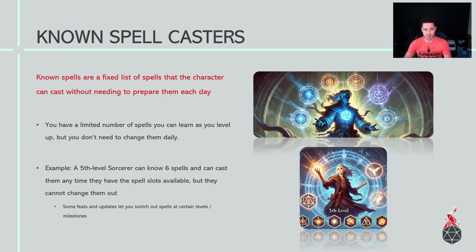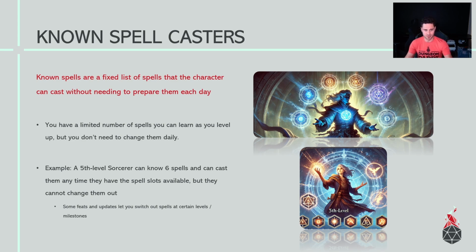Known spellcasters have a fixed list of spells that the character can cast without needing to prepare them each day. So you would have a limited number of spells that you can learn as you level up, but you don't need to change them out daily. An example of this is a 5th level sorcerer can know 6 spells and can cast them at any time they have the spell slots available, but they cannot change them out. Some feats and updates let you switch out spells at certain levels or milestones. Again, there's always updates to the game, but this is how the base rule is.